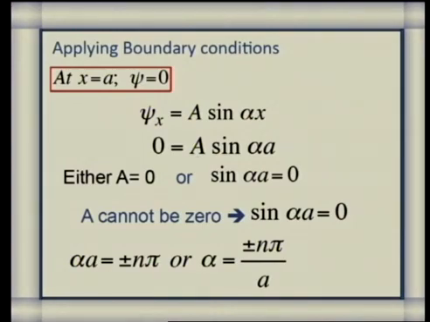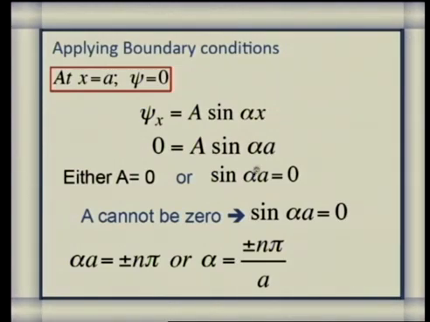The particle cannot exist. So by logic, sine of alpha a must be equal to 0. That is what we get by forcing our wave function to comply with the second boundary condition. When I do that, what do I get? Alpha a equals plus or minus n pi, because sine can be 0 only if the theta part of it equals plus or minus n pi. For any other value, there will be some nonzero value.